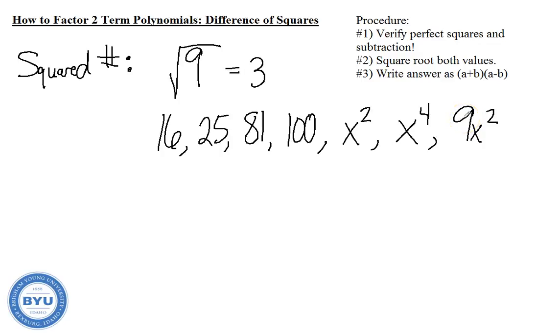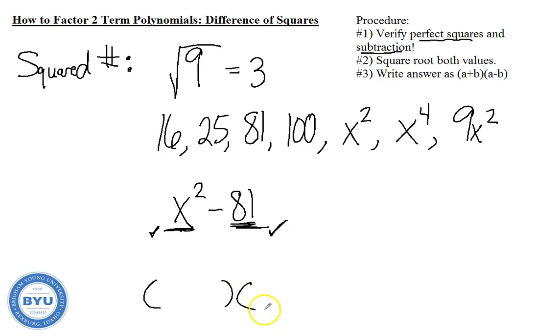If you are given two squared numbers and they are being subtracted, this is very important, it's got to be perfect squares and subtraction, then the polynomial can be factored. Let's take a look. For example, if I had x squared minus 81, is this a perfect squared number? Yes, check. Is this a perfect squared number? Yes, check. And it's subtraction. Because it's subtraction and both numbers are perfect squares, this can be factored into two sets of parentheses.